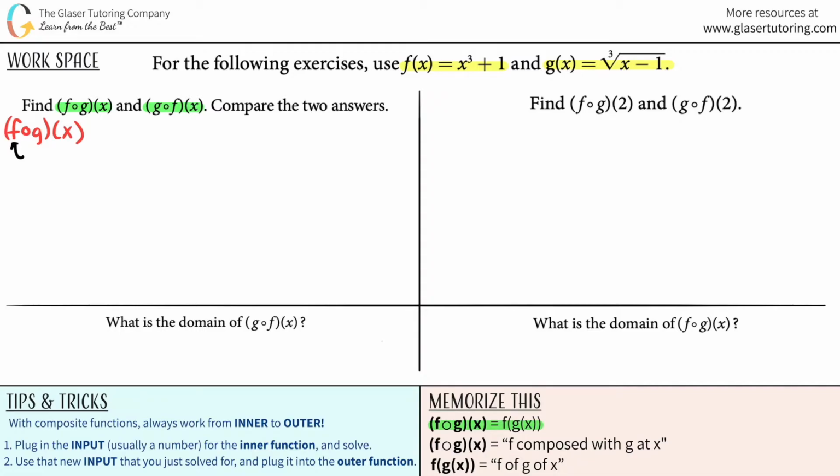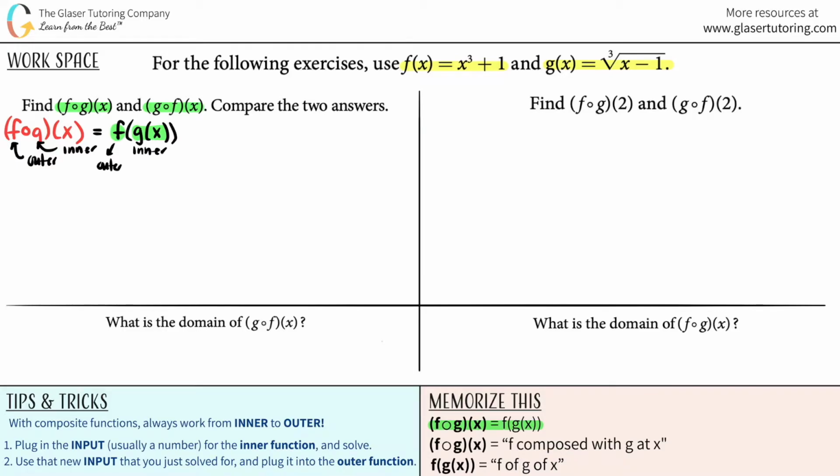Just know that the first letter is always the outer function, and the second letter that they give you is the inner function, okay? So I'm just going to say that this is the same thing as saying f, because the outer comes first, f composed with g at x, or f of g of x. Okay. So now I can clearly see what's my inner function here. It's inside the parentheses, and the outer function is always on the outside. Okie dokie. So let's do this.